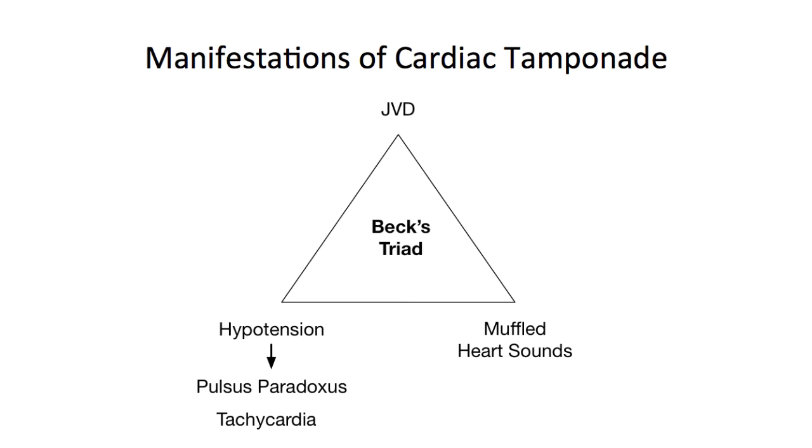Heart sounds are muffled in cardiac tamponade because of the excessive fluid around the heart, creating a distance between the heart and the stethoscope. Hypotension occurs due to the decrease in cardiac output. As a result of hypotension, compensatory tachycardia occurs in order to increase cardiac output. And finally, Pulsus Paradoxus occurs with the reduced cardiac output during inspiration.